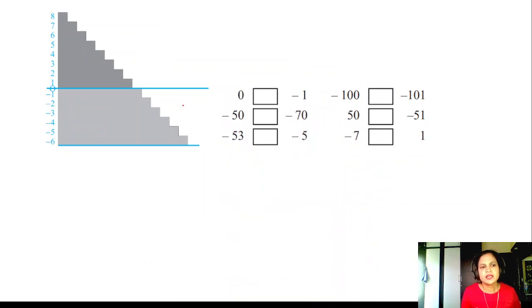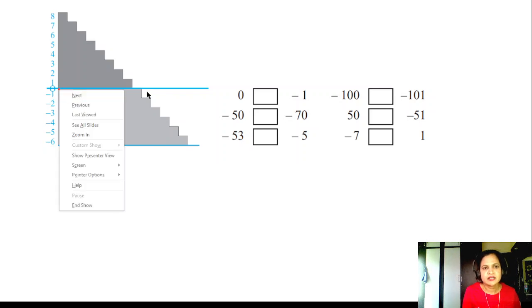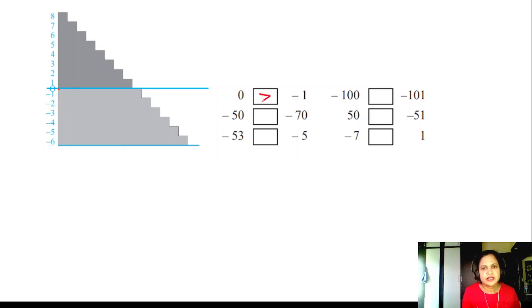Here, 0 is here, minus 1 is here. 0 is greater than minus 1. Minus 50, minus 70. Always remember, when a minus sign comes, the number which is less in value, that number is greater. Now minus 5 is greater than minus 53.